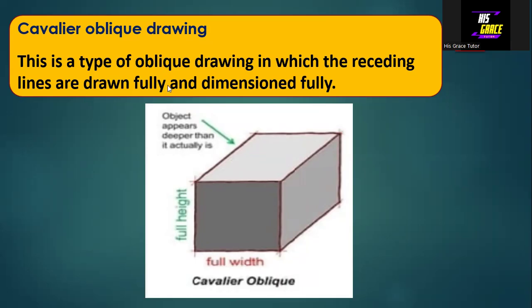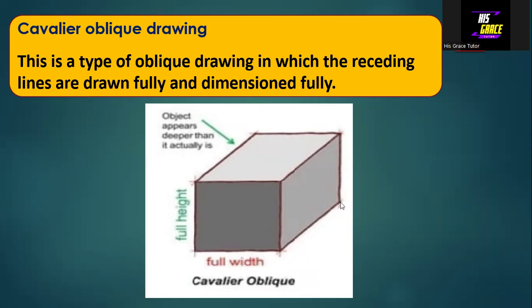Now, Cavalier oblique drawing is a type of pictorial oblique drawing in which the receding lines are drawn fully and dimensioned fully. Cavalier oblique drawing is a type of oblique drawing in which the receding lines are drawn fully and dimensioned fully. So that is what we have here. We have this to be full length and this is full width. But this is the receding line, so you have to draw it as given to you.